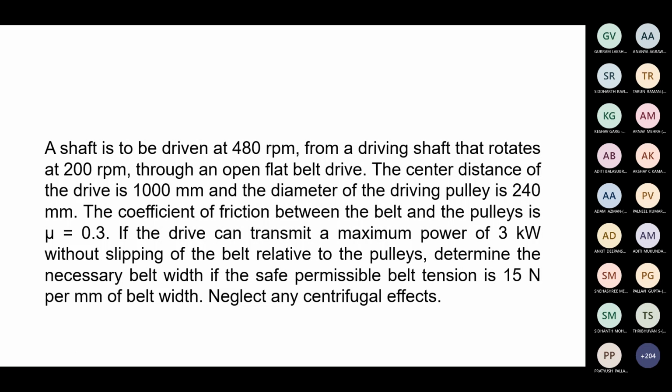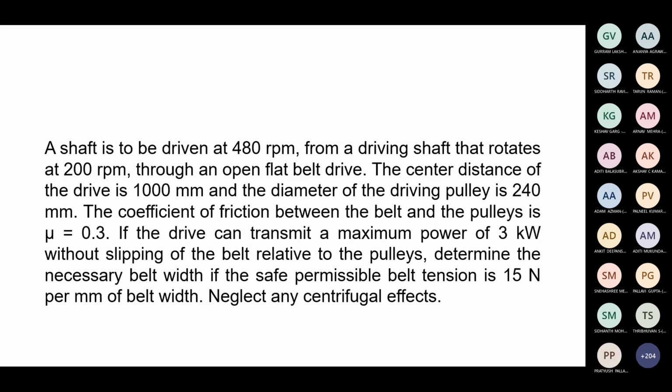So I will read it out. A shaft is to be driven at 480 rpm. So 480 rpm is the speed of the driven pulley, driven from a driving shaft that rotates at 200 rpm. Right, so here we are actually increasing the speed, through an open flat belt drive. So an open belt drive is used.